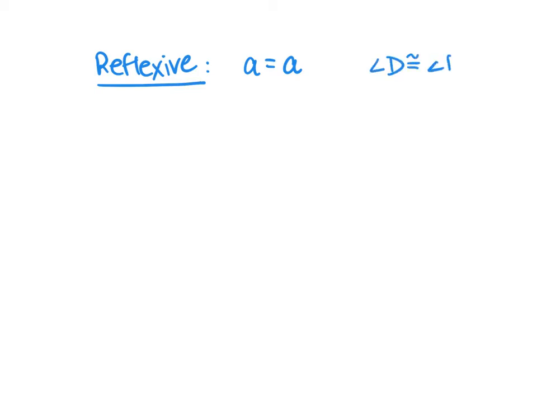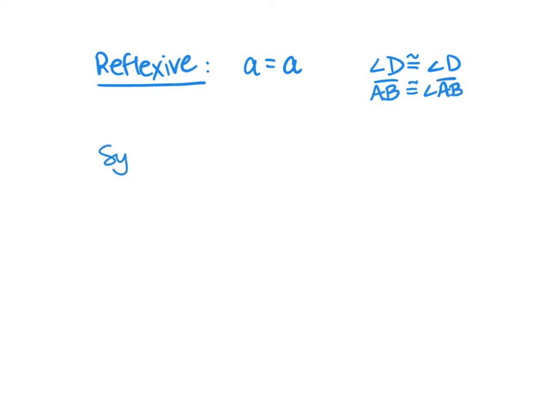Okay, so we have reflexive. We're going to use these a lot in geometry. And reflexive just is a statement like A equals A. So I think of this one as like you're looking in a mirror and you see yourself. It could be like angle D is congruent to angle D. It could be line segment AB is congruent to line segment AB. So something is congruent or equal to itself.